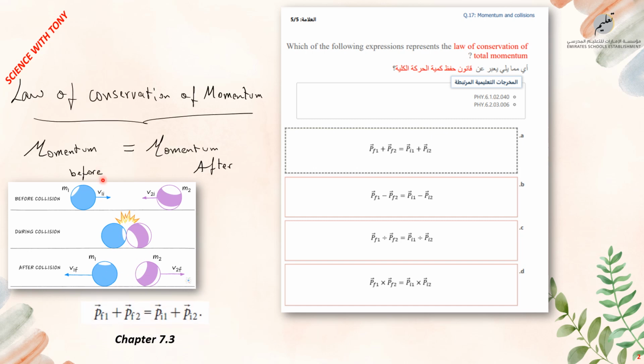It's always the same. So you can find that the initial momentum before the collision is equal to the final momentum after being collided. So option 1 or answer 1 is the correct one. We continue to question 2.